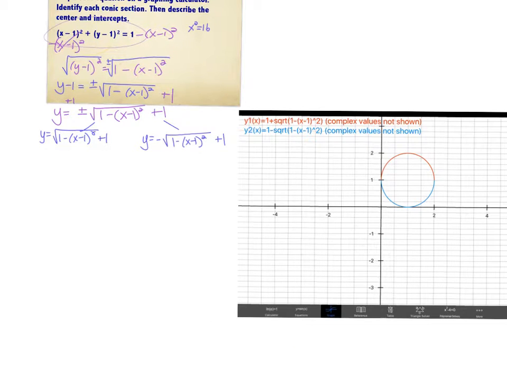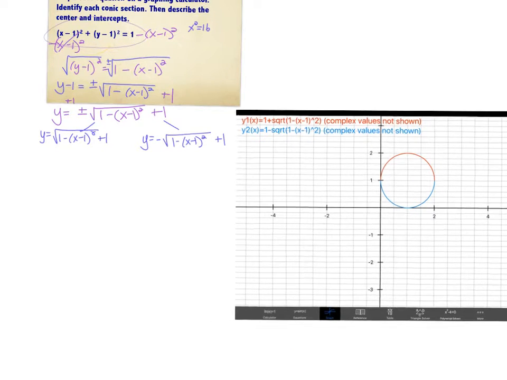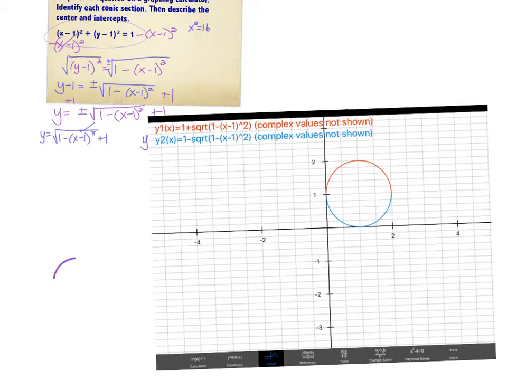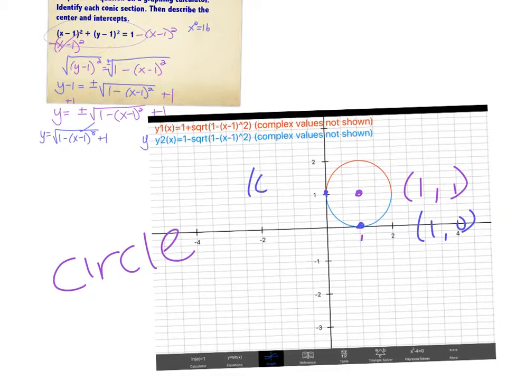All right, so we graphed it, we pulled it in, okay, and again, we identified that this would have been a circle. The center, which is here, this is a 1, so the center would be at 1, 1, and then there are intercepts here at 1, 0, and here at 0, 1.